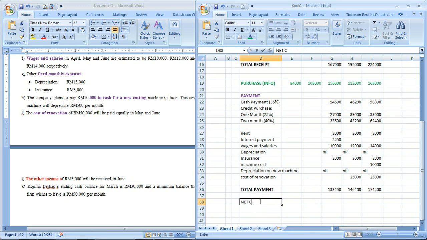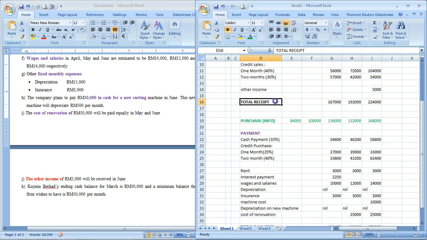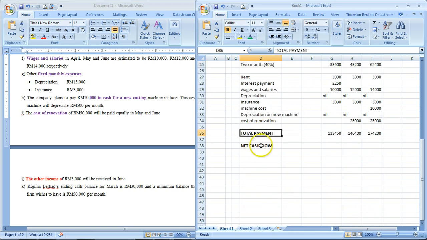Next, you can find your net cash flow. What is net cash flow? What is the formula? Correct. Total receipt minus total payment. Then you get your net cash flow.